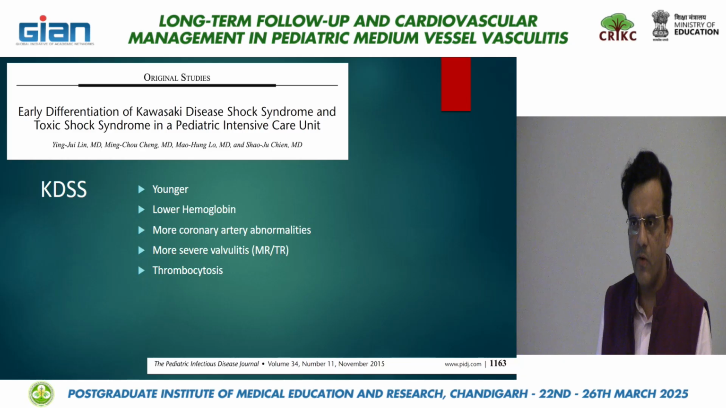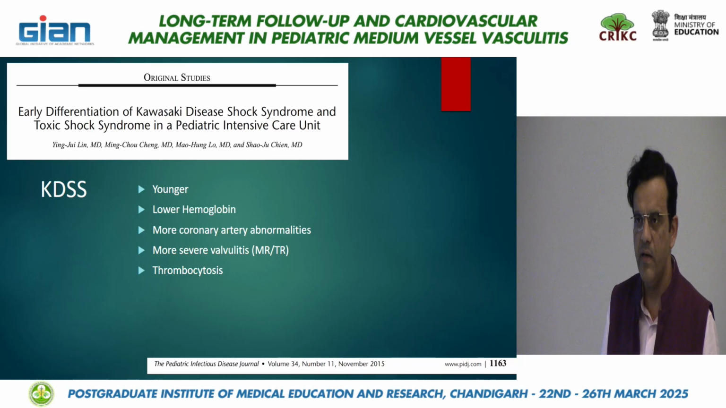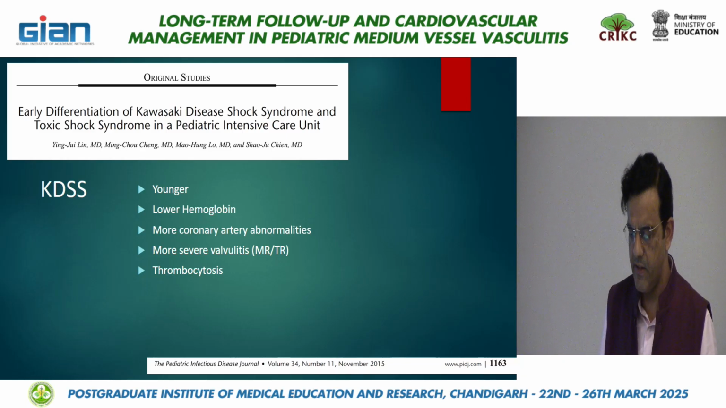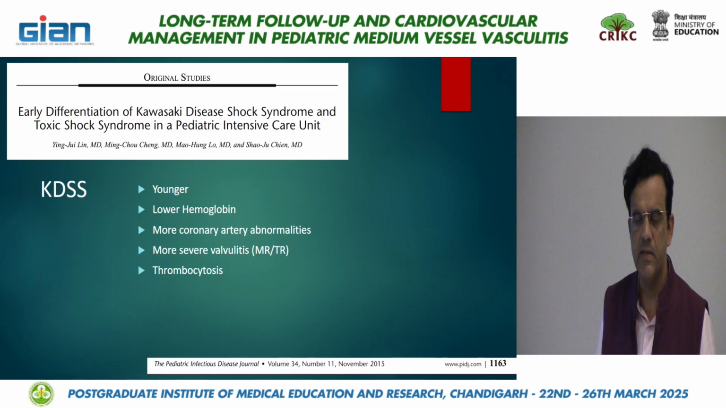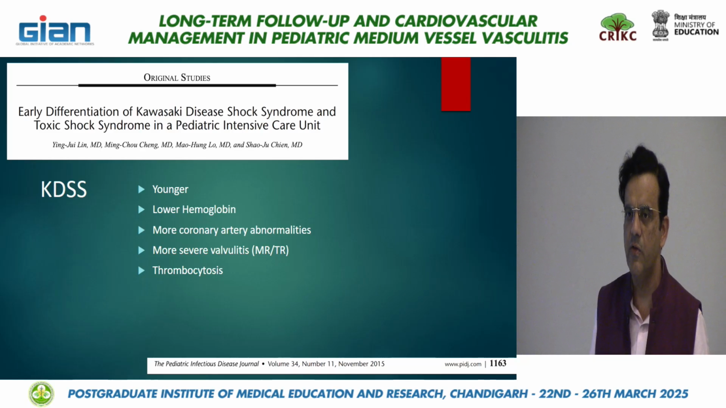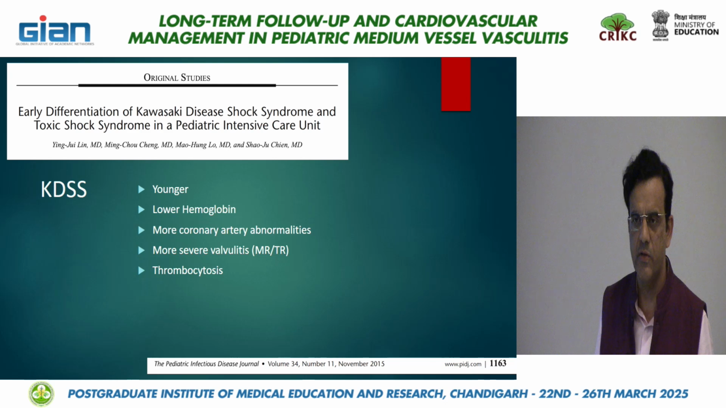Kawasaki disease shock syndrome patients will have a lower hemoglobin as compared to TSS patients. They will have more coronary artery abnormalities, more chances of regurgitation lesions which will be caused by valvulitis, and they will have elevated thrombocyte count as compared to patients with toxic shock syndrome. Otherwise, fever, rash, oromucosal changes, eye changes can be similar in both. It is a differential diagnosis of KDSS and toxic shock syndrome.